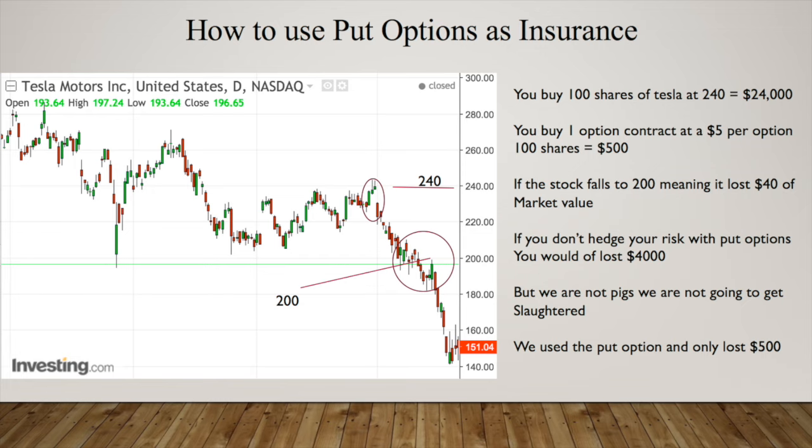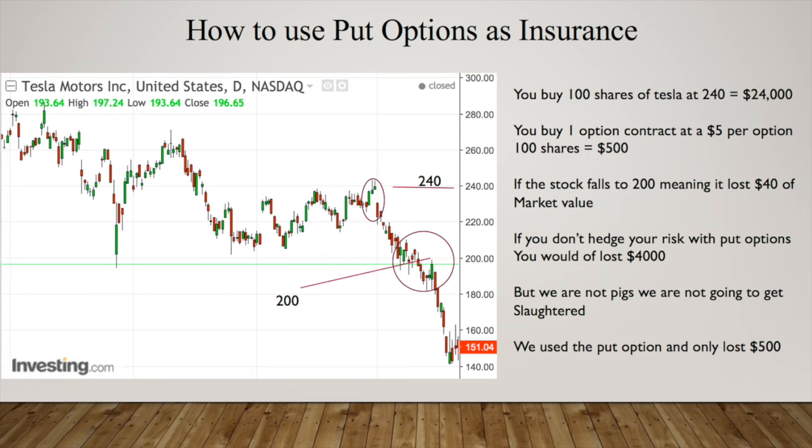Now, since Tesla stock tumbles all the way down, we are smart people and we had the options. If the stock falls to $200, meaning it lost $40 of market value, and you didn't hedge your risk, you would have lost $4,000. That's assuming that you would have sold at $200. In this example, we assume that you sold at $200.